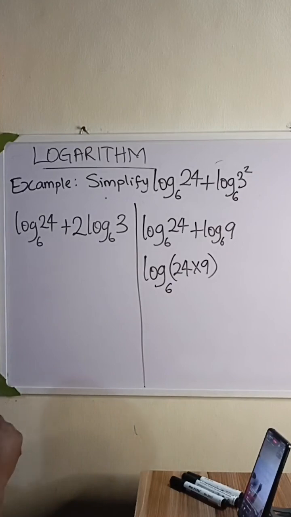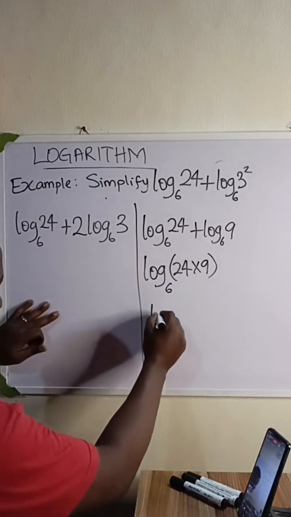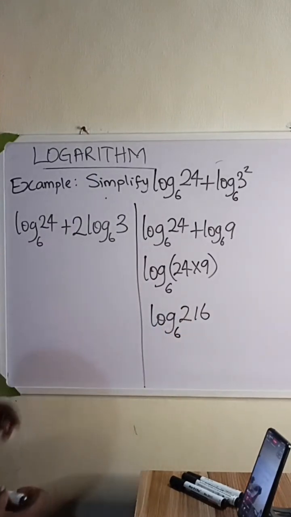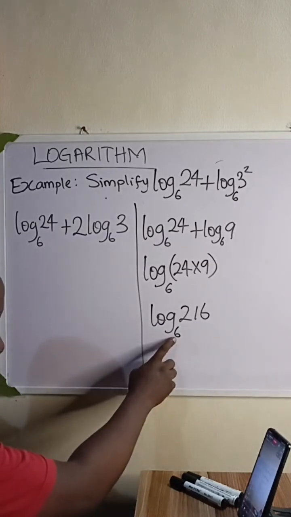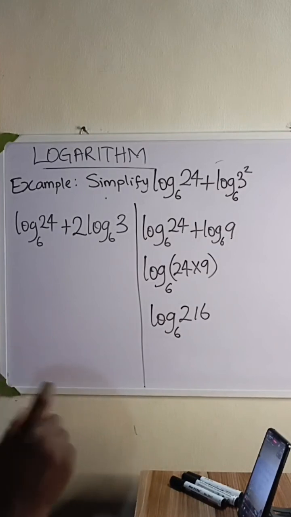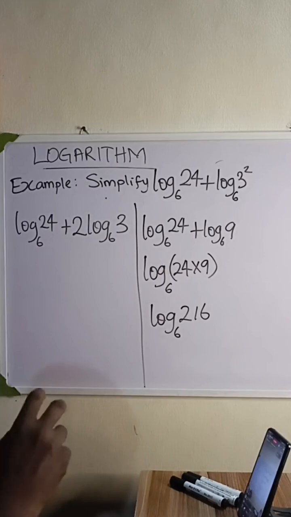So what's 24 times 9? Okay, 216. So we have log 216 base 6. Now, since we have a base 6, and we know that when the ordinary number and the base are the same, we can have it equal to 1.